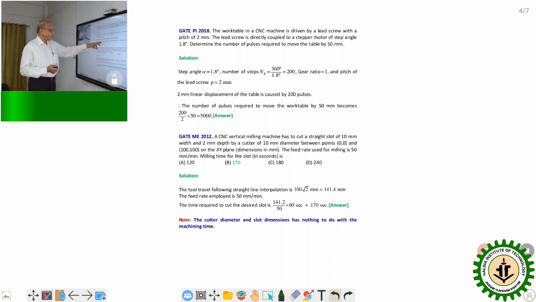Therefore, the total number of pulses required if you want to displace the table by 50 millimeters simply through linear interpolation is 200 into 50 by 2, that is 5000. That is the answer.